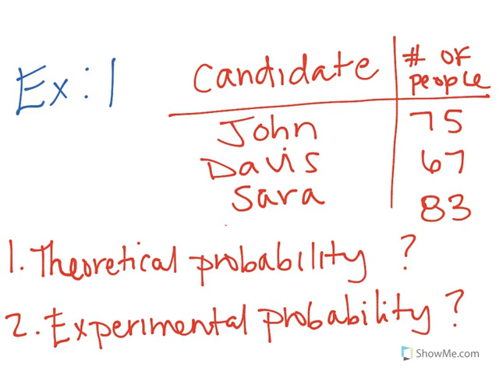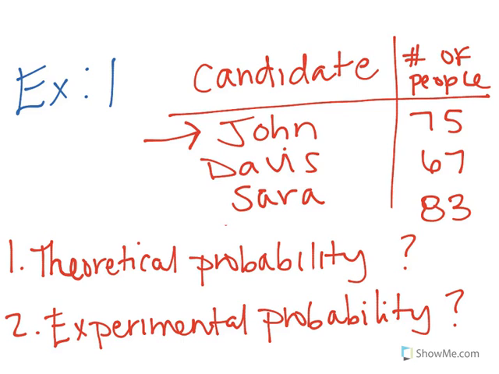So my first example is I have a chart that shows candidates that are running for, let's just say, student council, and the number of people that voted for them. So the question is, what's the theoretical probability of, let's say, John winning? And what's the experimental probability of John winning?